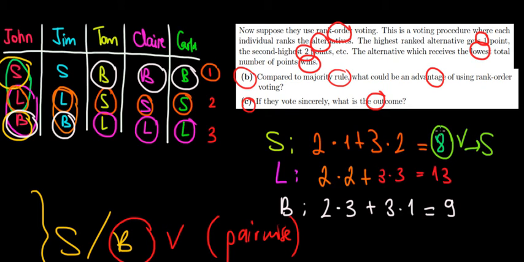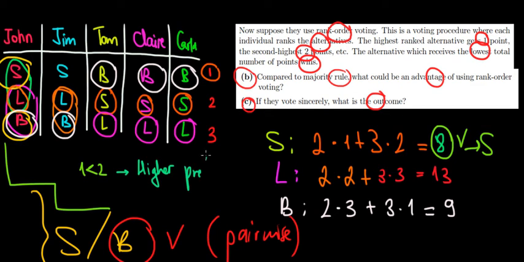Now, why is the lowest score the best? Because remember, a lower score means a higher preference. 1 is less than 2, but 1 is preferred over 2. So, for instance, a score of 1 means S is preferred over L. That's why lower numbers mean a higher preference. So that's why S has the lowest number. It means it is mostly preferred.